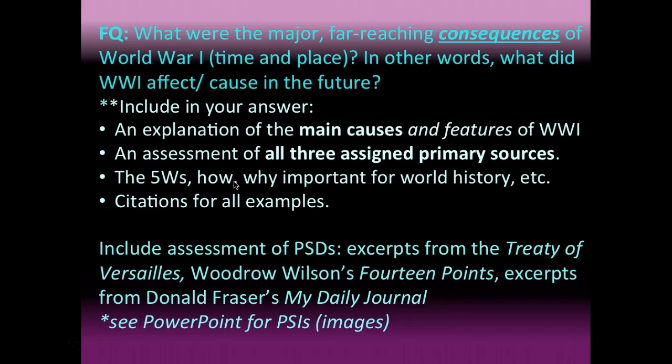And that includes excerpts from the Treaty of Versailles, which talk about the consequences that Germany would have to pay for being blamed for the war, and Woodrow Wilson's 14 points. This was a speech that he gave to discuss some of the big goals, some of his desires for what he wanted to see happen after World War I to bring freedom and democracy to the world. And excerpts from Donald Fraser's My Daily Journal.